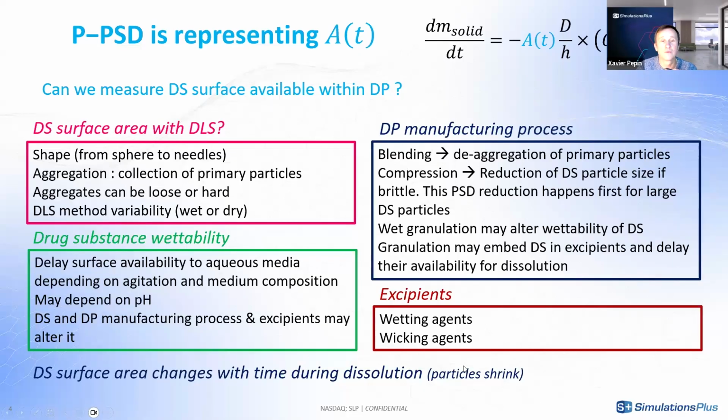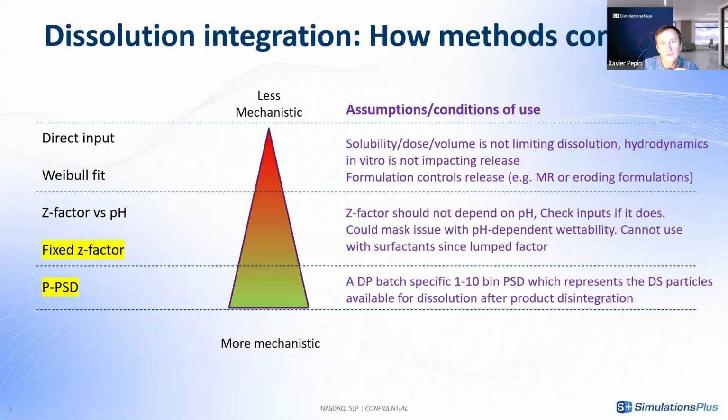In the end, what you have is a product that you give to patients, and this is what you should characterize, and that's where you should look at the surface area of the drug substance. In order to characterize that surface area, there are different methods. The first two here, the direct input and the variable fit, are not mechanistic, and I will not talk about this today. But we will focus on mechanistic methods for fitting dissolution.